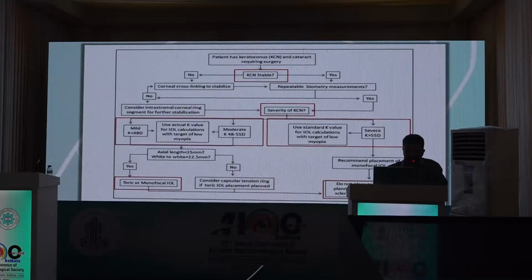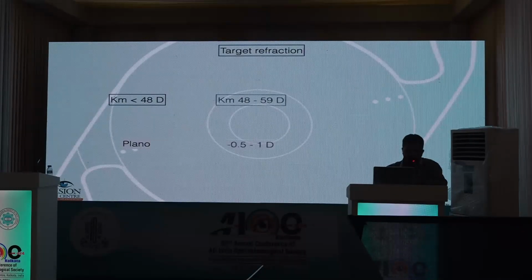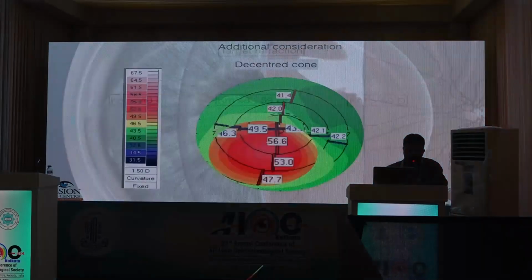Whereas if it's very severe keratoconus, the keratometry values are more than 55 diopters, then absolutely do not place a Toric IOL. And in terms of your IOL power selection, if the keratometry values are less than 48 diopters, you can go for plano. But again, as the keratoconus is more severe, you should be targeting more myopia in these patients because you expect a hyperopic surprise to a certain extent.